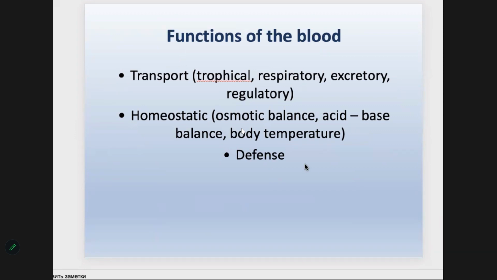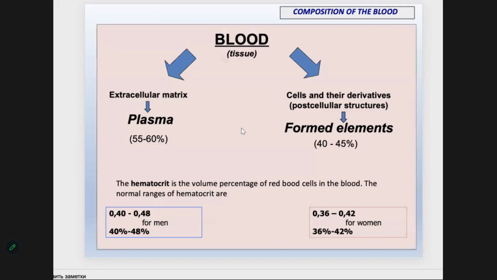Blood is responsible for coagulation processes and other protective functions. So these are the main functions of the blood, and now look at the main components, the composition of the blood.